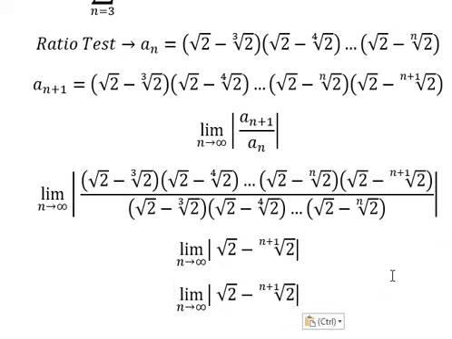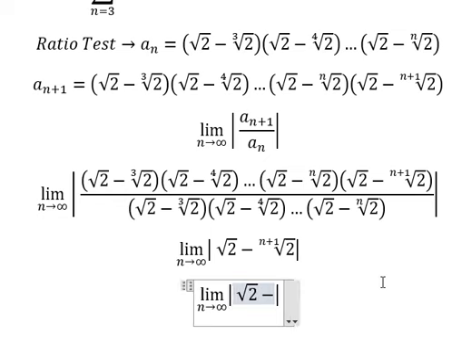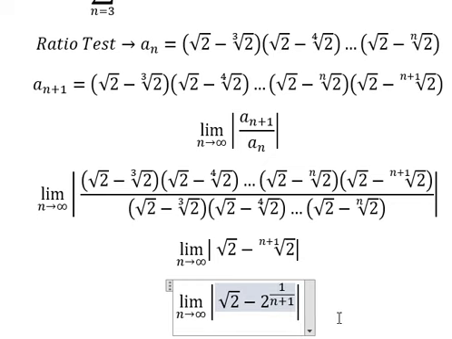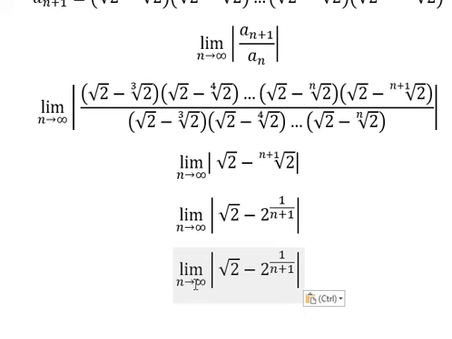Next, about this one, we can put like this. That is number 1 over n plus 1. So when n approaches positive infinity, number 1 divided by positive infinity, you get number 0 in here.